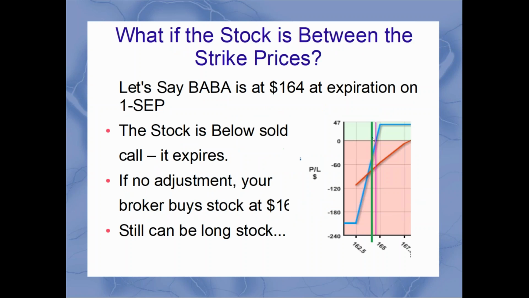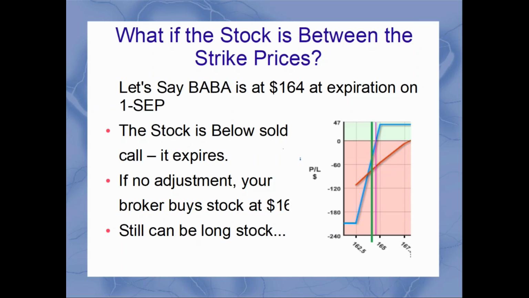But if the stock's between the strike prices as before and I don't take action before expiration, again, the stock's at 164, in my bull call debit, what happens? Well, stock's below the sold call. It expires worthless. I don't have to do anything. But if I don't do an adjustment, I am in the money long call at 162.5. I did not sell to close it before expiration, so my broker is going to assume that I wanted to exercise that call and buy shares of stock at 162.50.